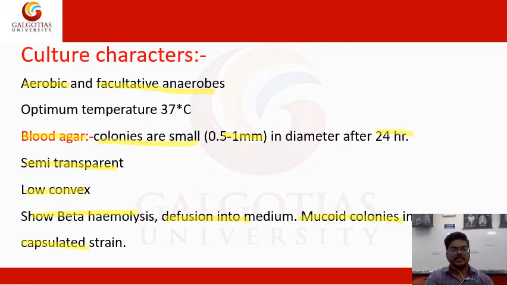A capsulated strain means the cell has a capsule around its cell wall.